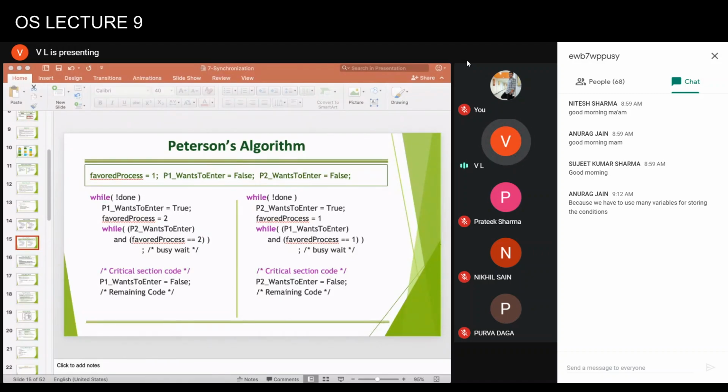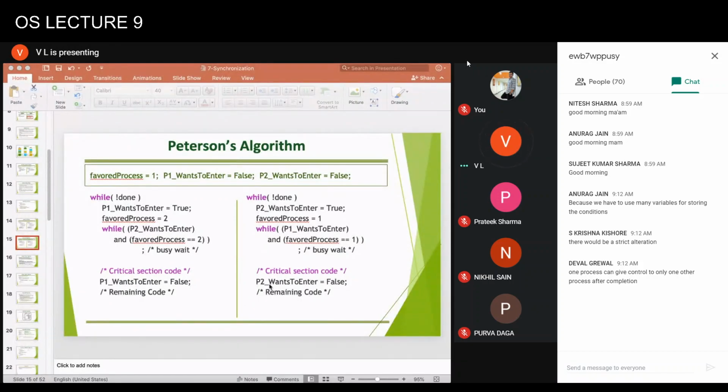What was making this algorithm safe was the fact that if both the processes want to enter, then the decision of which process will continue to the critical section is decided by favored process. And this favored process is only being read during this time. So there will not be any conflict, and there will not be any race condition here. So even if the context switch takes place, it doesn't matter. But once the process has entered the critical section, then this particular part is modified after its critical section.